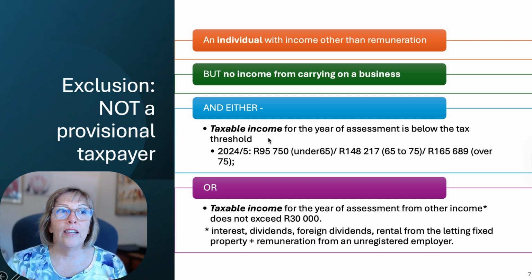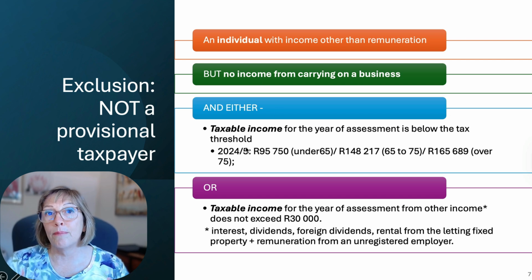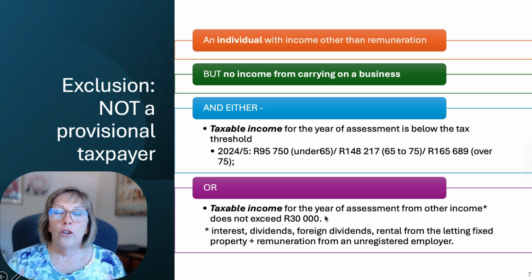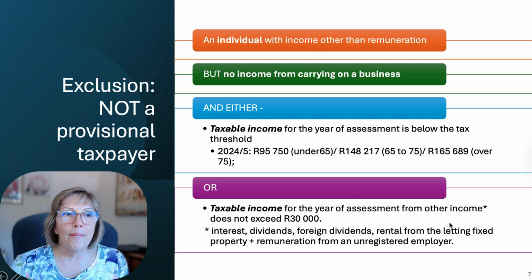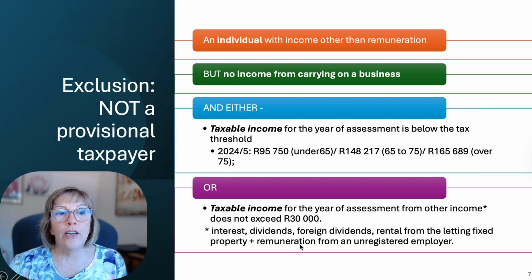On the other hand, and so we're saying, right, you have got income other than remuneration, but you're not carrying on a business, but your taxable income is above the threshold. However, you've got income other than remuneration, and when you look at that other income that comes from interest, dividends, foreign dividends, rental from fixed property, and any remuneration from an unregistered employer, right? So that's remuneration on which you're not paying PAYE. We call that a sort of other income, as long as the combination of all of that does not exceed 30,000 Rand. So if you earn a little bit of interest, a little bit of foreign dividends, a little bit of rental, as long as the taxable income from all of that together does not exceed 30,000.